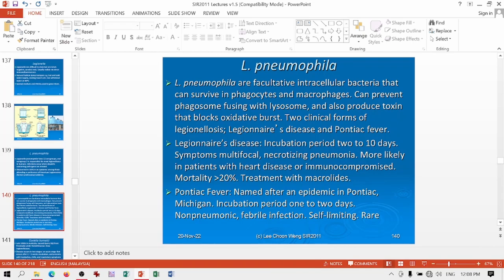Pontiac fever is named after an epidemic in Pontiac, Michigan, with an incubation period of 1 or 2 days. It is self-limiting and is considered a rare type of infection. And because Legionella pneumophila is a facultative intracellular bacterium, in the normal environment, they are actually found to be intracellular with algae and also protozoa.